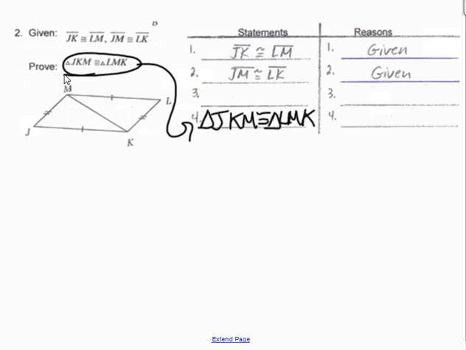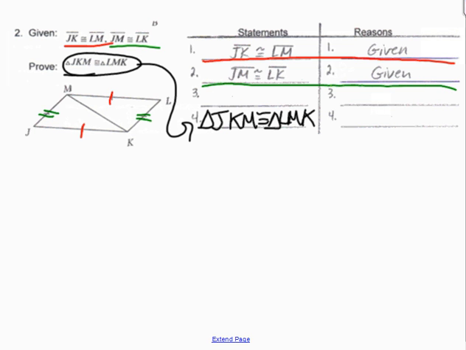I'm going to start with red. Sure enough, I'm given a congruent side. I'm given JK is congruent to LM. That is a congruent corresponding part, so I'm going to move on to my next part in green. I'm also given another side. This is a nice proof. I have JM congruent to LK.